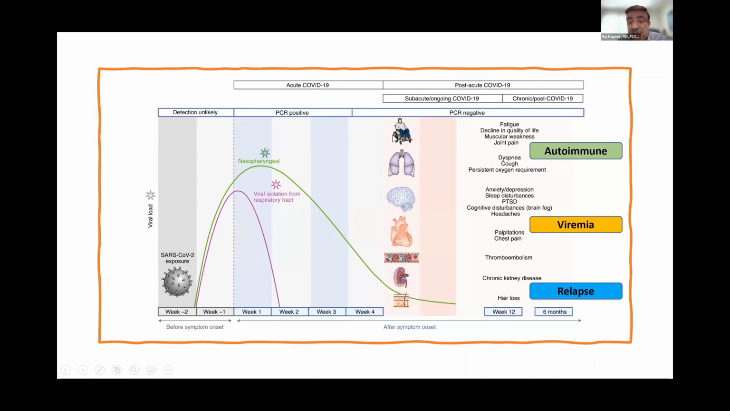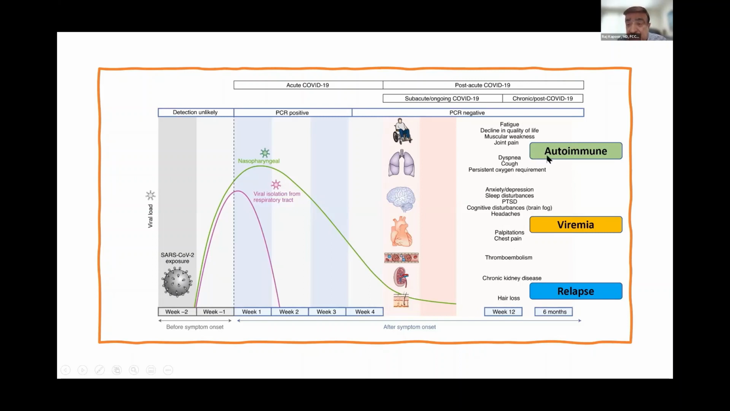And as you know, the subacute or chronic COVID-19 is causing fatigue, decline in quality of life, muscular weakness, joint pain, shortness of breath, cough, persistent oxygen requirement, anxiety, depression, sleep disturbance, PTSD, brain fog, cognitive function decline, headaches, palpitations, chest pain, thromboembolism, pulmonary thromboembolism occurring, chronic kidney disease, and hair loss.